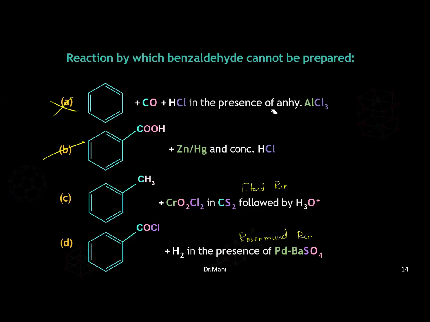But we cannot prepare with this reaction. Actually this is a carboxylic acid, and this carboxylic acid will not react with the zinc mercury, which is actually called zinc amalgam. So benzaldehyde cannot be formed by this reaction. So this is our answer. Next one.